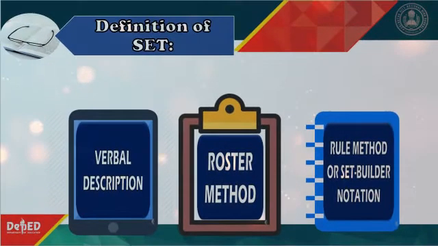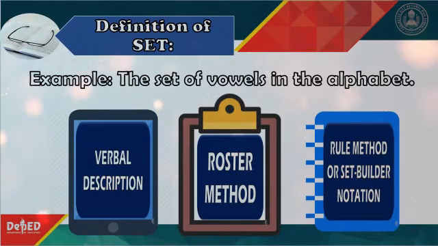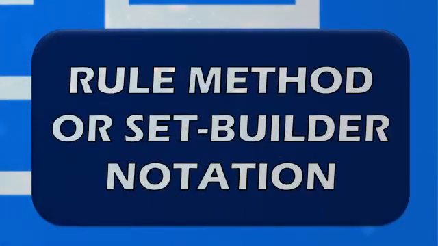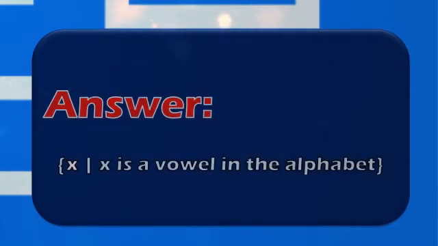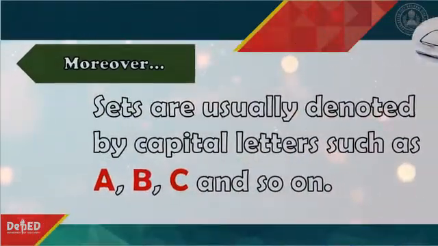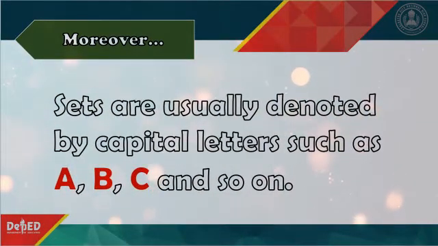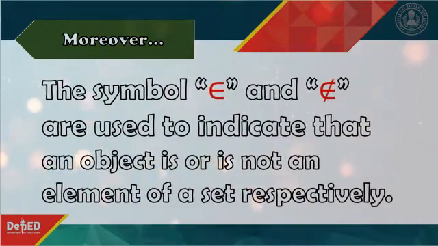You can also define it by its properties, and that is by using the rule method or set builder notation. So in this case, the answer is going to be the set of all x's such that x is a vowel in the alphabet. Always take note that sets are usually denoted by capital letters such as A, B, C, and so on. Also, the symbol epsilon or negated epsilon are used to indicate that an object is or is not an element of a set respectively.